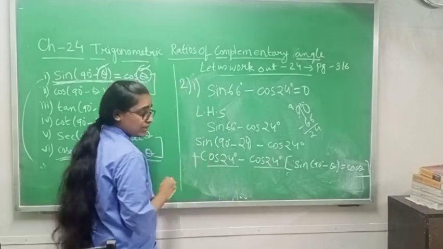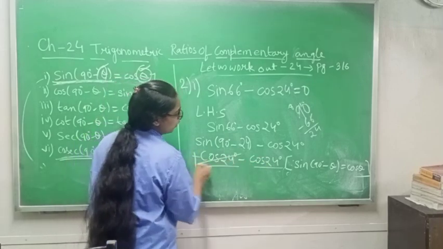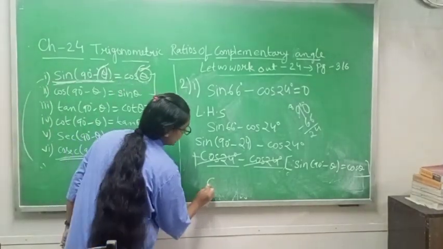Here no sign means plus sign, and here with this cos 24 degree there is a minus sign. So cos 24 degree minus cos 24 degree will cancel out and you will get 0.